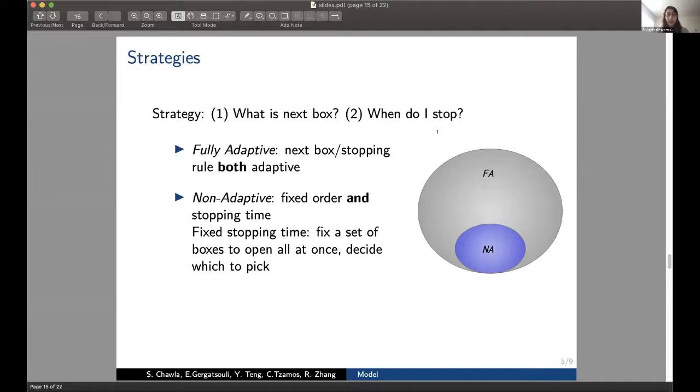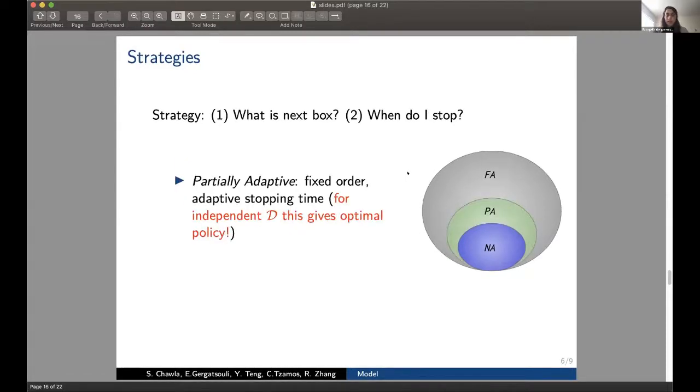This says that both the next box and the stopping time, where we stop, are adaptive. Adaptive means that they depend on the values we've seen so far from the boxes we've already opened. On the other end, in the non-adaptive strategy, the order and the stopping time are fixed. By fixed order and stopping time, I mean that we fix a set of boxes and when to stop, and we open them all at once. So this has nothing to do with the values that we see inside the boxes.